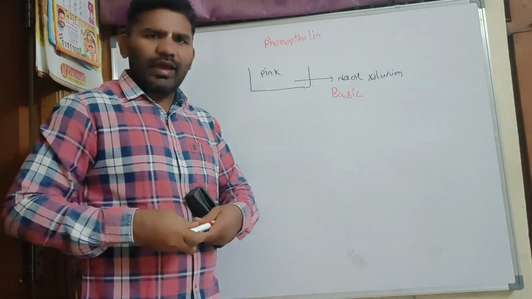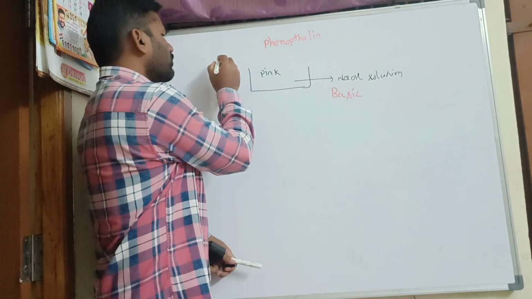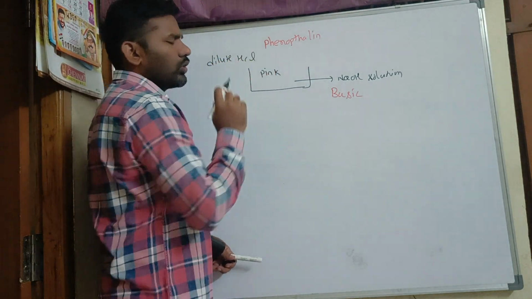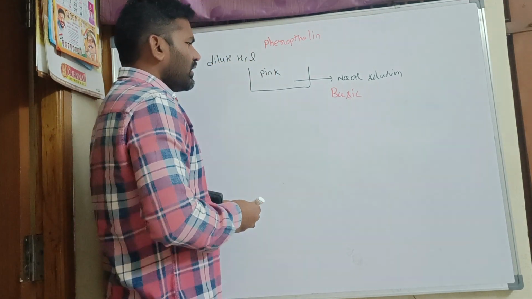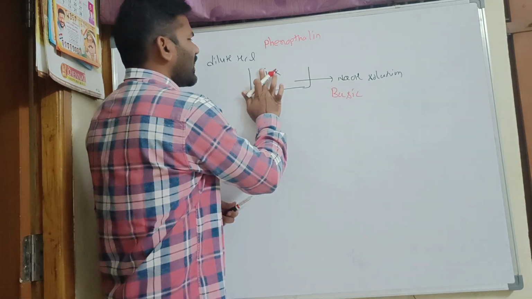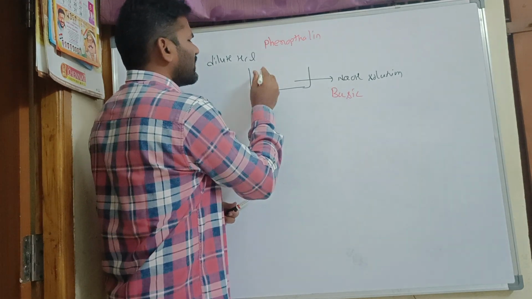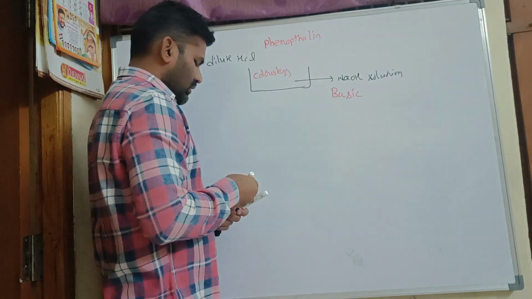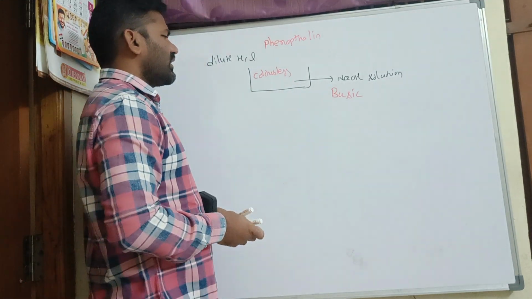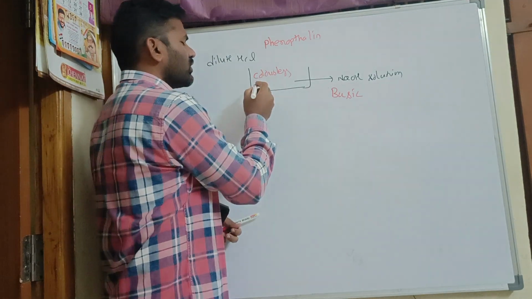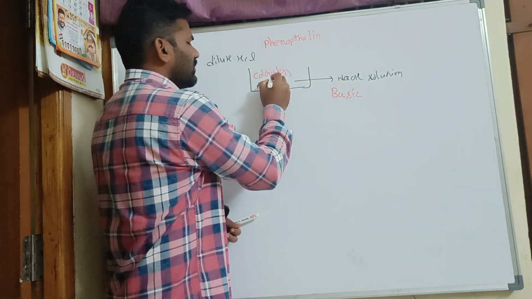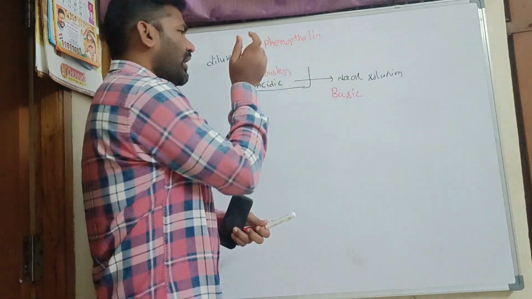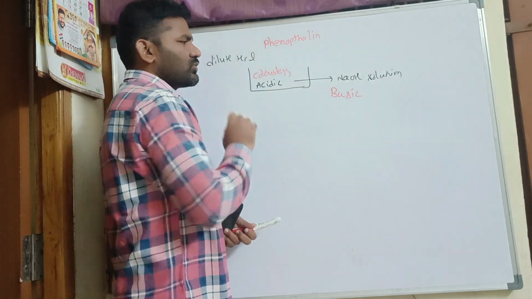When I start adding dilute hydrochloric acid to this solution, slowly the pink color starts disappearing and the solution becomes colorless, which clearly indicates that the solution is purely acidic. That clearly indicates hydrochloric acid is present in the solution.